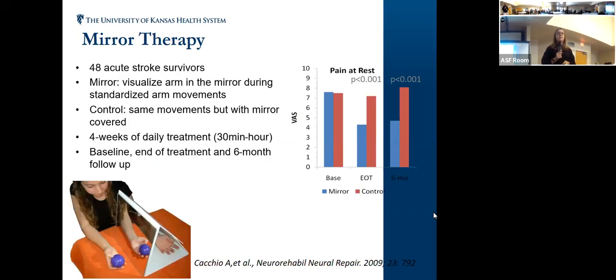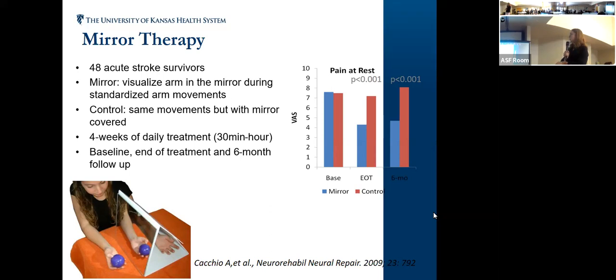So mirror therapy is pretty interesting. The idea is there's a mirror box. You can see the box down here. Pretty simple. Honestly, you can just get table mirrors from Hobby Lobby and tape them with some foam or cardboard. It's not fancy at all.